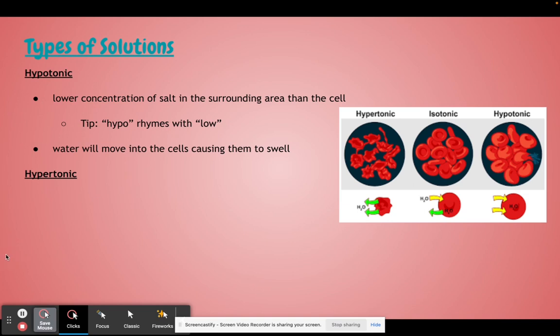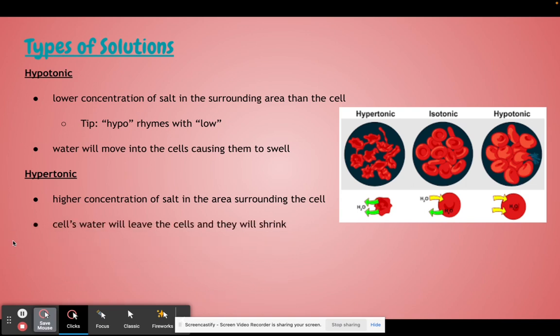Now, on the opposite end of that, you have hypertonic, which is where you have a higher concentration of salt in the surrounding area than the cell. So that means that there is actually less water outside of the cell. There is more solute outside of the cell, which is the salt. So the water is going to move out of the cell. A tip that I would think of is like when you're hyper, like you're moving around a lot. So things are going to move out of the cell. This is where the cell's water will leave the cell and it will cause them to shrink.